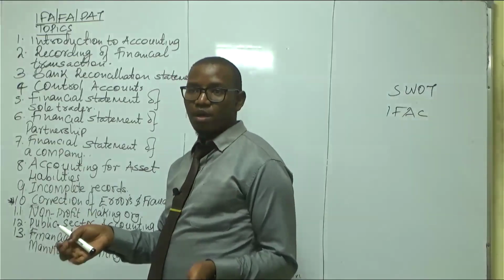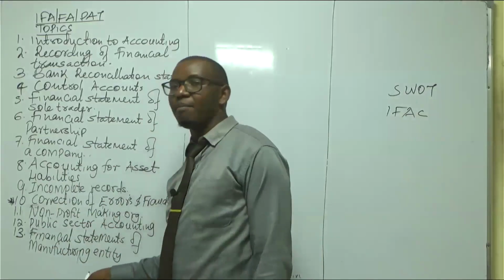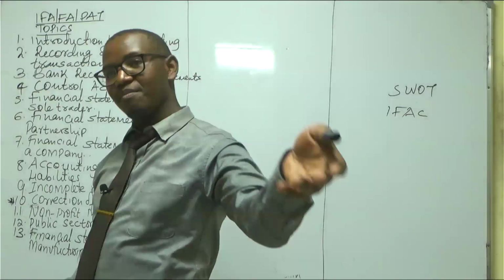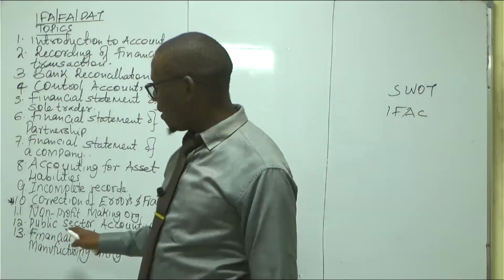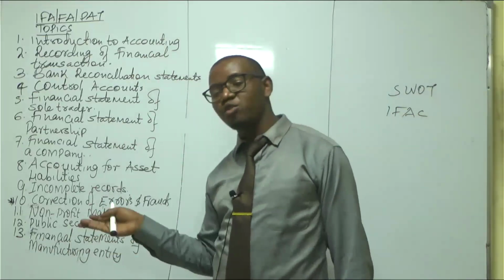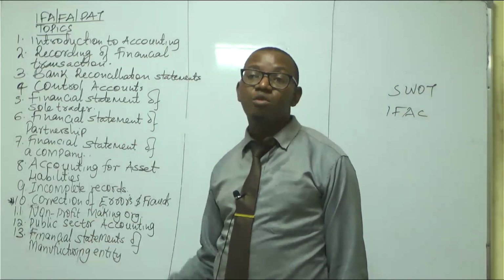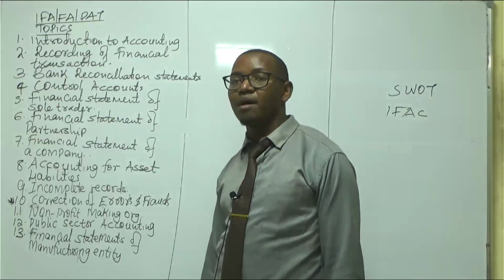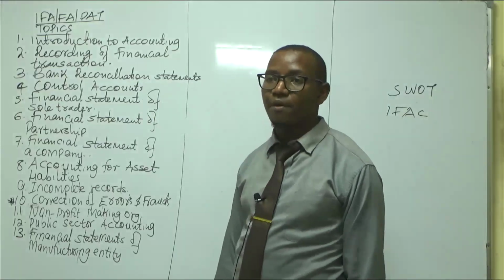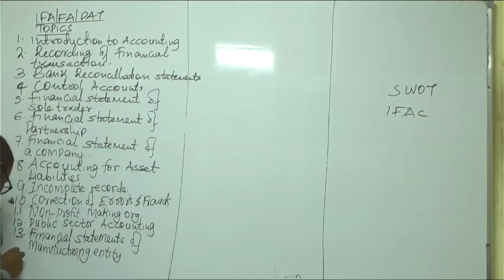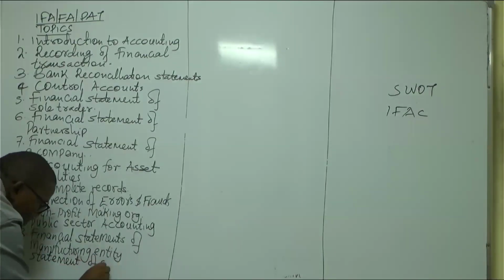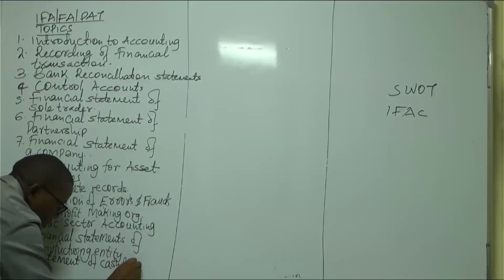When I talk about a manufacturing company or entity, they manufacture the goods and then sell them. So here they incur two costs, the conversion cost and also the raw material cost. We'll be able to see how they prepare their accounts. Then number 14, we'll also be able to talk about the statement of cash flows.